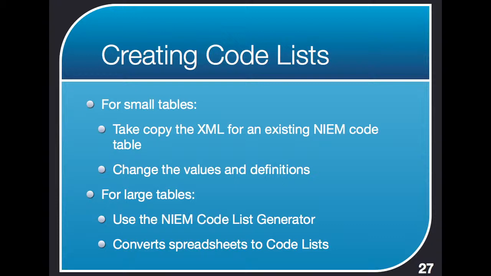I'll go and copy the XML for an existing code table out of the NIEM. Person sex is an easy one to take because it's easy to find and easy to think of. You grab the XML for that and change the values and definitions to whatever you need. If you need fewer codes, delete a few. If you need a few more, copy one of them, paste it a few times, and change the values and definitions. Seriously, that's how I make small tables.